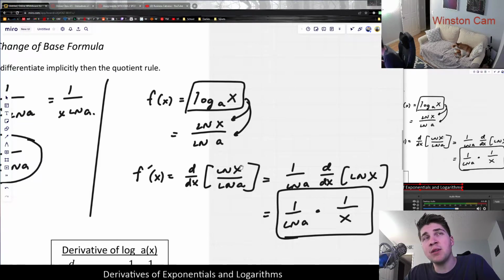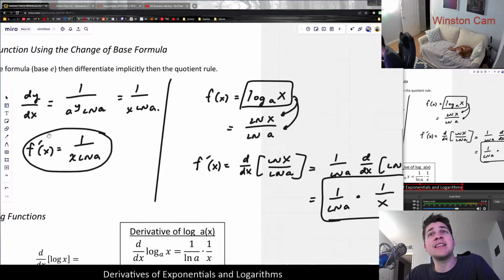And essentially, we see 1 over x divided by ln a, and what we end up with is 1 over ln a times 1 over x. Or again, because fractions multiply, 1 times 1 is 1, and ln a times x is x. Notice I get the same answer.